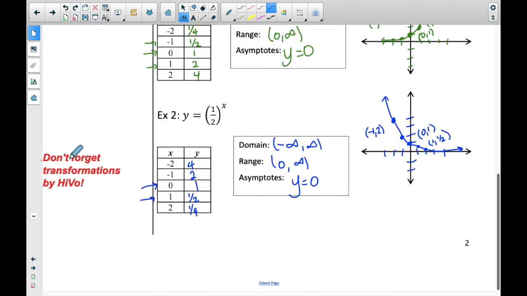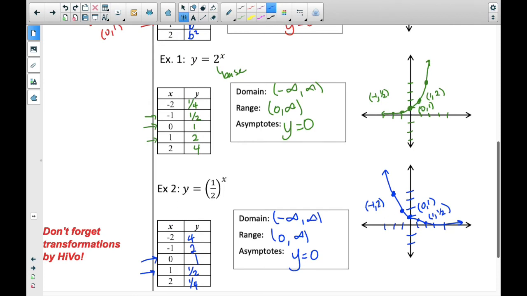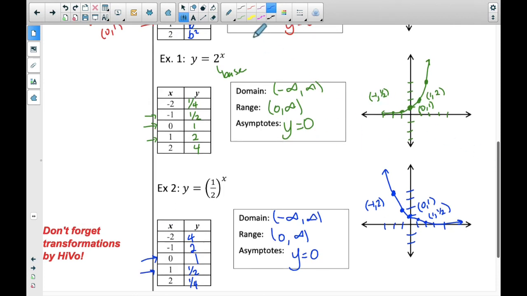Another thing, just real quickly, in some of the assignments that we're going to be doing that go with this lesson, there will be a little bit with HIVO transformations. Let me just briefly talk about that. I might do it with that first example because it's a little bit more simplistic. Let's say, and you don't have to write this down, or you can if you want to, let's say there was a +5 on the end. What would that do to our function? It is outside. It's not inside, it's outside. And so since it's outside, it's going to move it up 5.